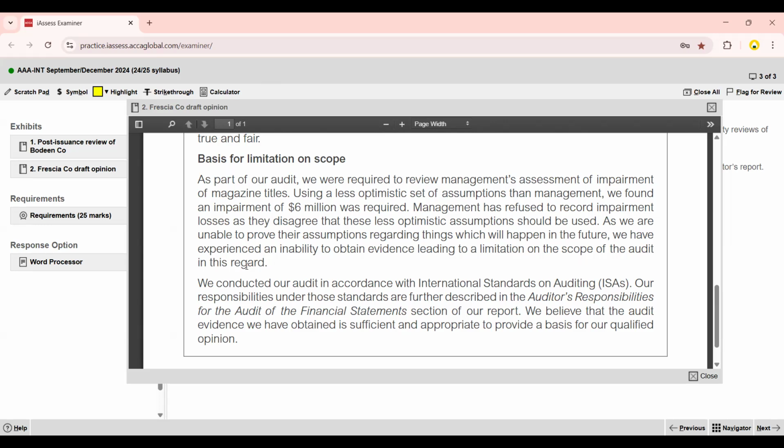We have experienced an inability to obtain evidence leading to a limitation on the scope of the audit in this regard. This is not scope limitation, this is a misstatement, material misstatement.